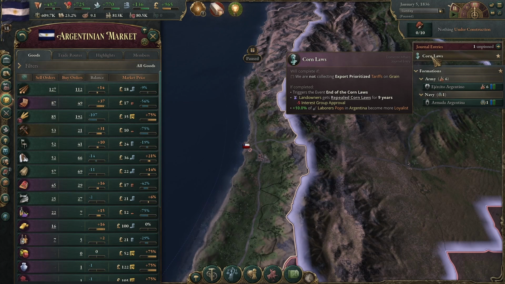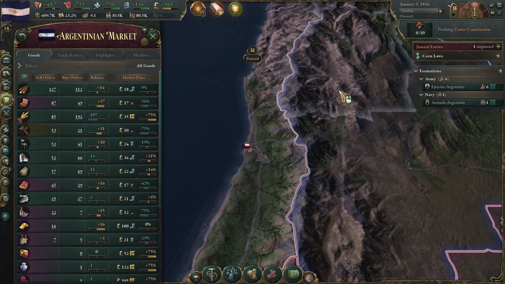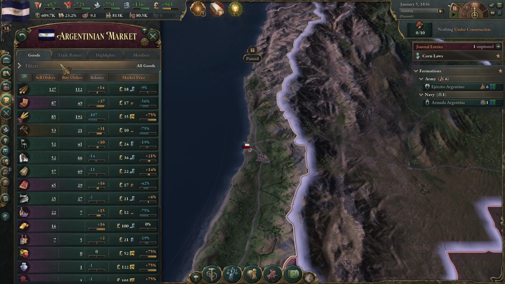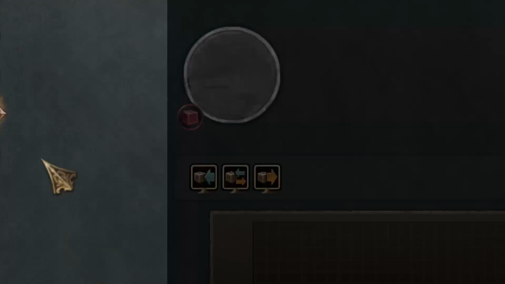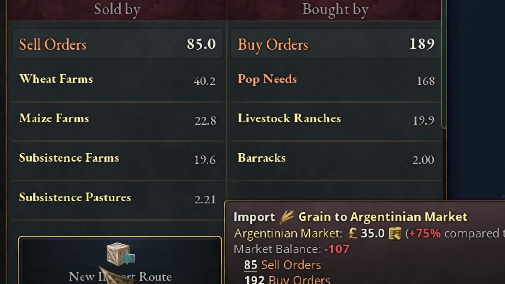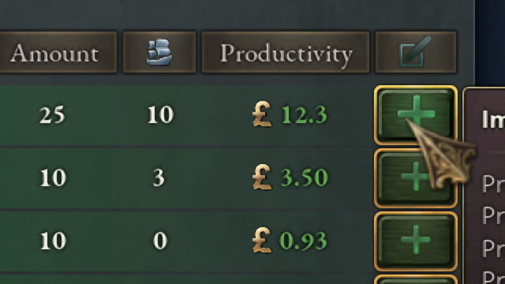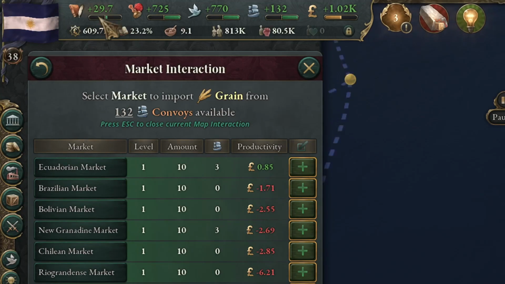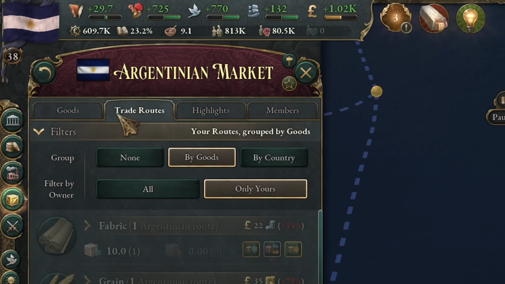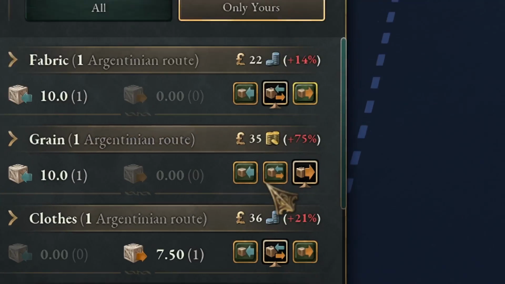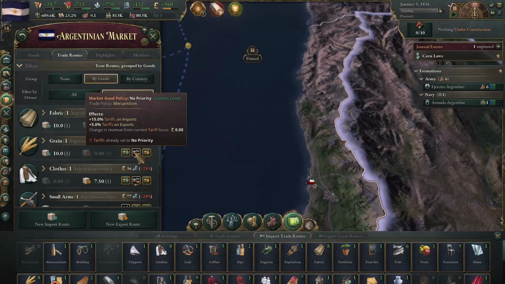And now how to get the loyalist. To get the loyalist is very easy. You go again to the market and you start importing grain, new imports, sort by price, and now you go again to the second tab and you remove the tax on imports.